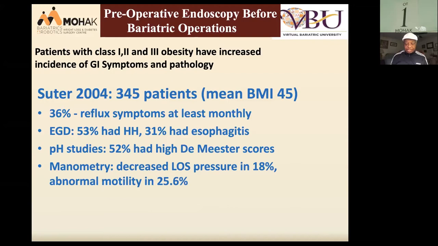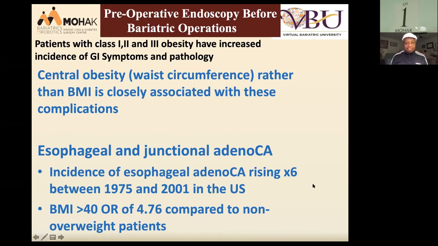He also showed that in central obesity, the BMI is closely related to these complications. Also, esophageal junctional carcinoma is very common in obese patients. And in the United States, that incidence is increased sixfold. And in patients with BMI above 40, it's increased by fivefold.